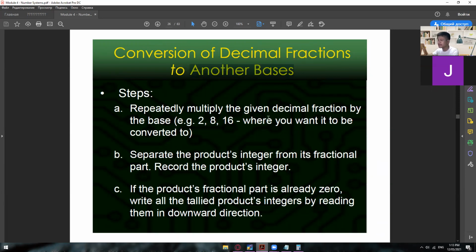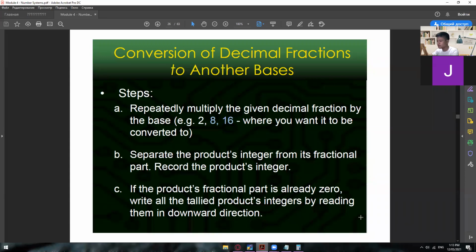Repeatedly multiply a given decimal fraction by the base, for example 2, 8, 16, where you want it to be converted to. Or it could be any base, so it could be 3, 4, 5, etc. Then separate the product's integer from its fractional part, and then break with the product's integer. If the product's fractional part is already 0, write all the tallied product's integers by reading them in downward direction.